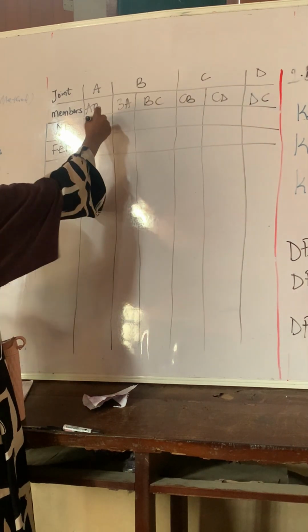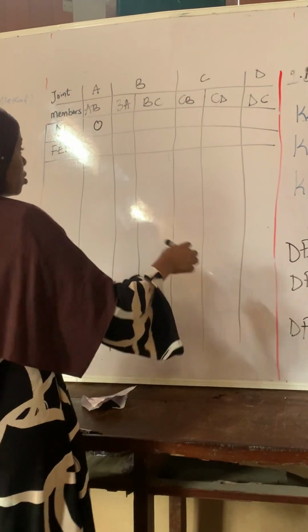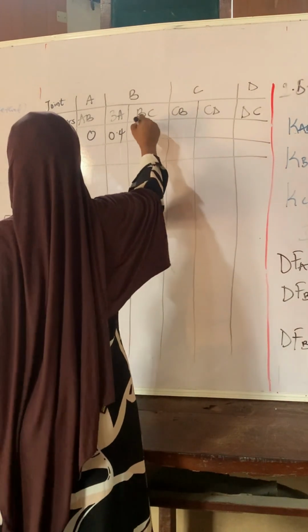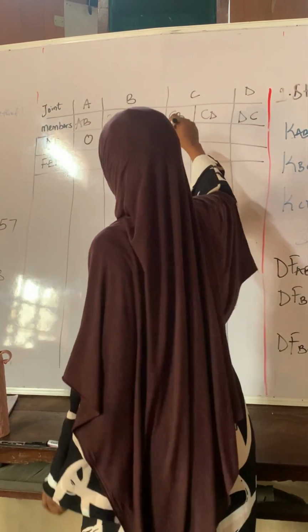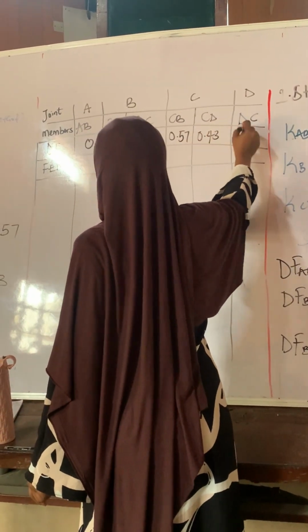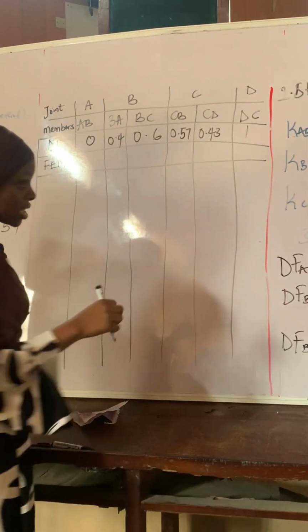So what is our distribution factor at AB? DFAB is 0, DFBA is 0.4, DFBC is 0.6, DFCB is 0.43, and DFCD is 1.